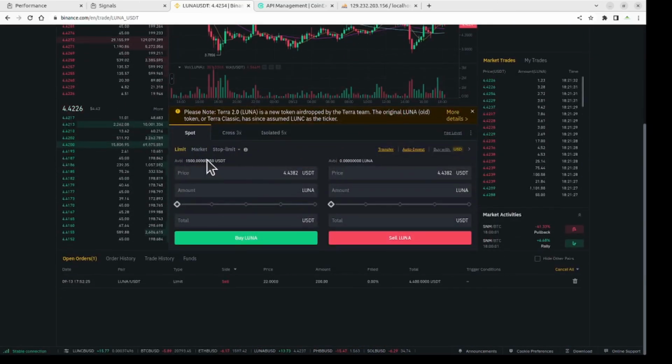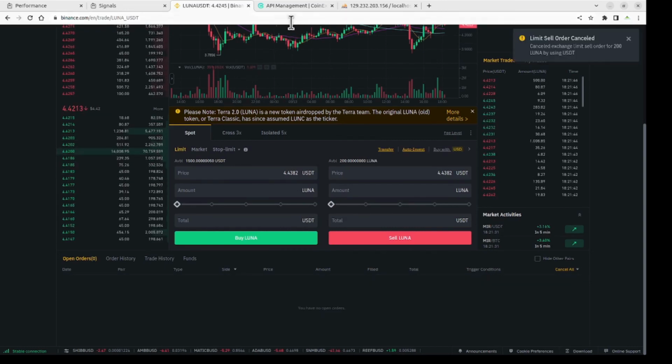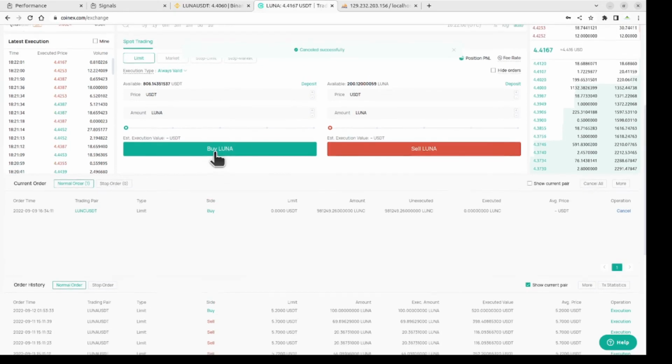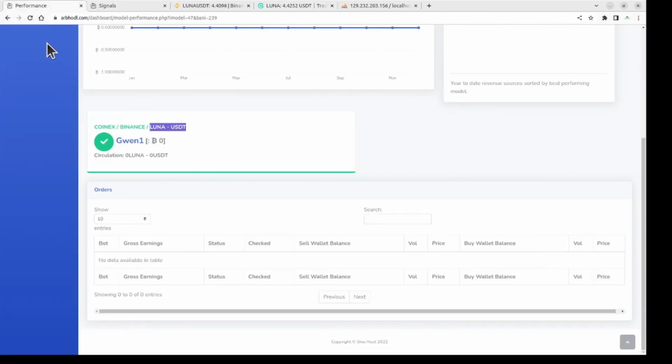We need to cancel this order to free up the Luna so the bot can work. And we did the same at Coinex and locked up the USDT, made it 0. We need to also cancel this fictitious order so our bot can work. Again, you will need to make sure there's a balance of the coins you want to arbitrage. Otherwise, the bot will not work.